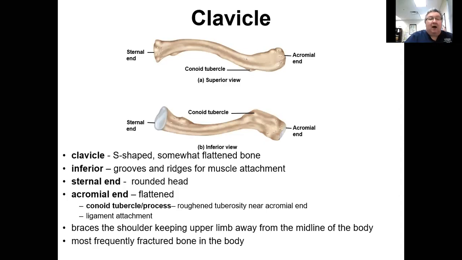Very cool. So again, the sternal end is circular, has a little indent in it. The acromial end is flat, and it's at this end of the clavicle that articulates with the acromion. Again, this is the most frequently fractured bone in the body. To me, it's the Tony Romo bone, since he broke it many, many times, and I like Tony Romo when he's not playing football.